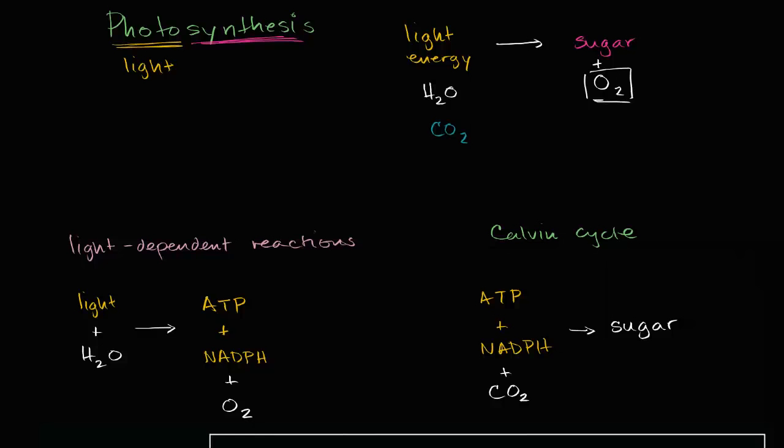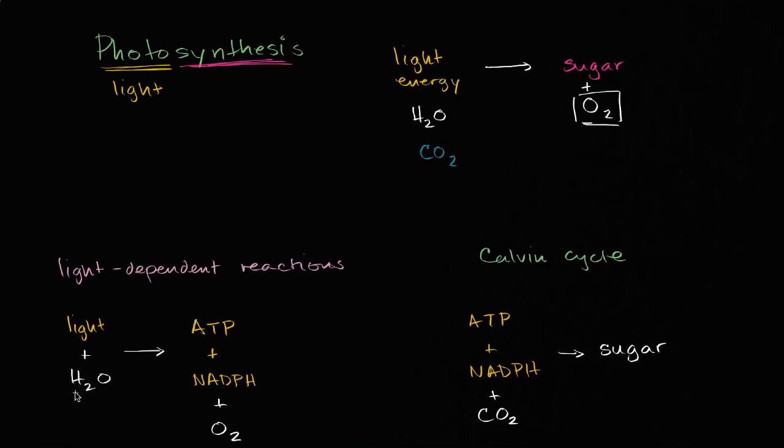We've seen in previous videos that photosynthesis can be broken down into the light-dependent reactions and the Calvin cycle. The light-dependent reactions are where we take light as an input along with water, and we'll see the water is actually a source of electrons, and we can use that to store energy in the form of ATP and NADPH, and as a byproduct we produce molecular oxygen, which is very important for us to breathe.